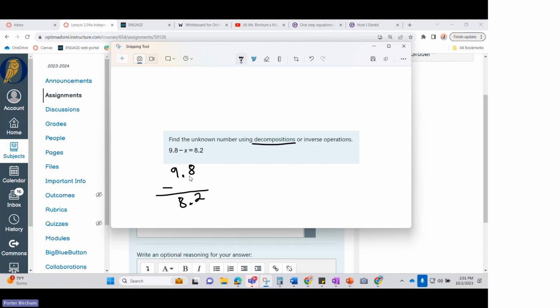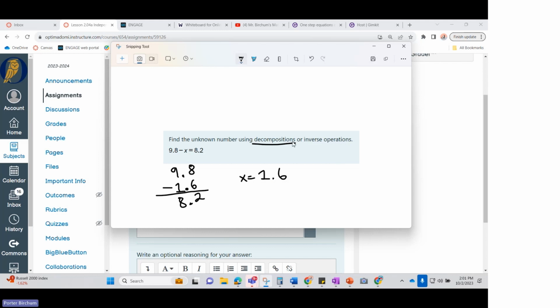Okay, so 8 minus what is 2? 8 minus 6, that's 2. The decimal point stays the same in the standard algorithm. And then 9 minus what is 8? Oh, 9 minus 1 is 8. So it looks like our missing number is 1.6.